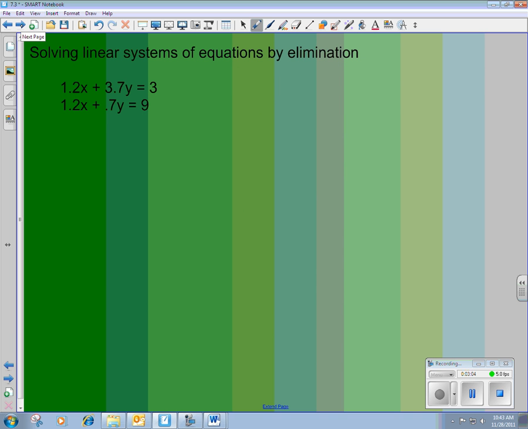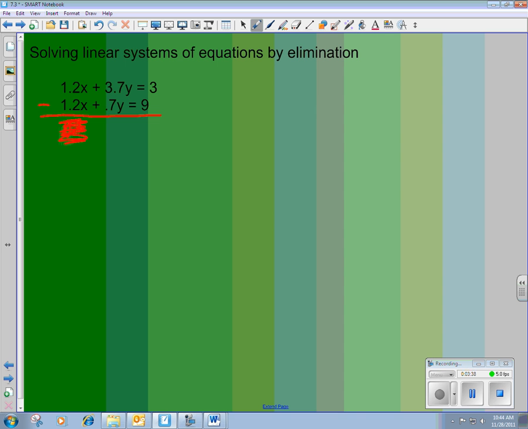All right, so solving linear systems of equations by elimination again. We've got 1.2x plus 3.7y equals 3, and 1.2x plus 0.7y equals 9. In this case, our x's again are the same with a 1.2 and a 1.2. So what we're going to do is, instead of adding this time like we did last time, we're going to subtract. So you can add or subtract. It doesn't really matter which one you choose. So now we're subtracting straight down. So 1.2x minus 1.2x gives us that 0x. So there's nothing here. It's been eliminated. It's gone.